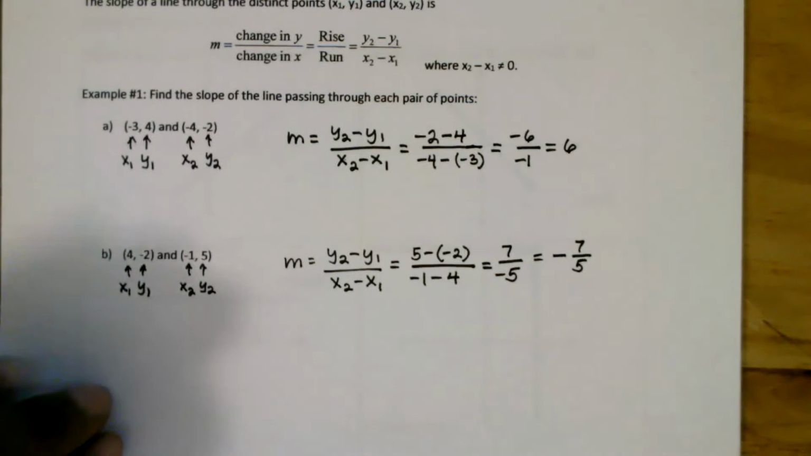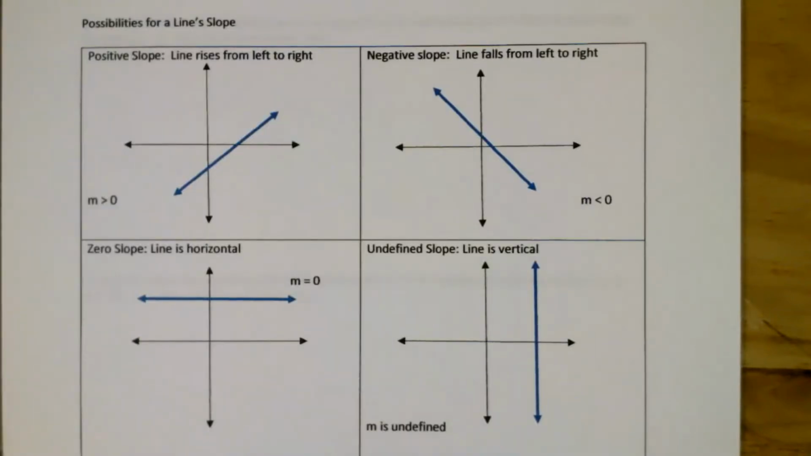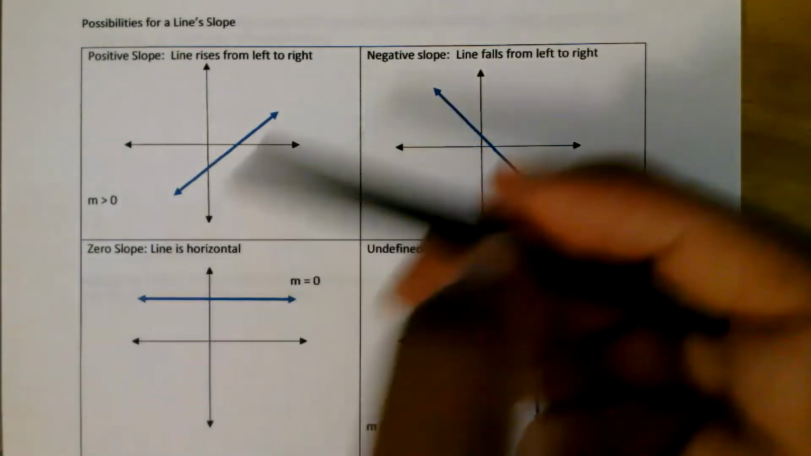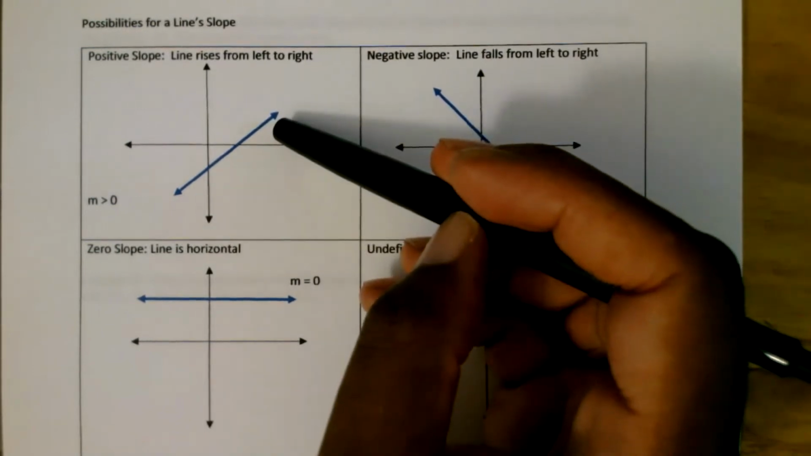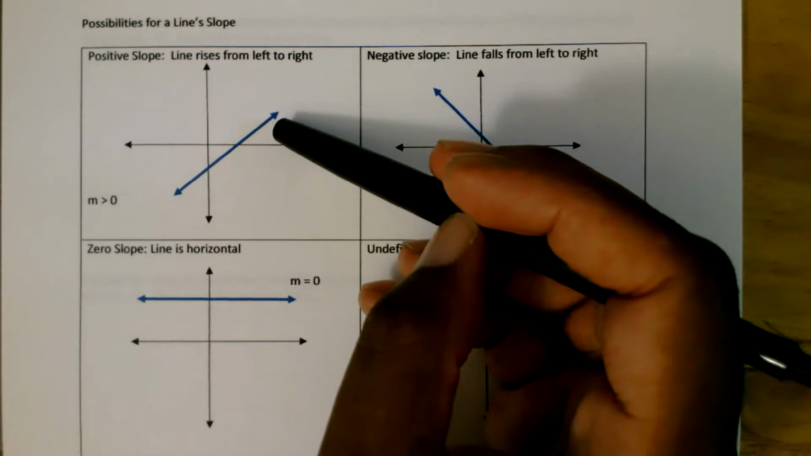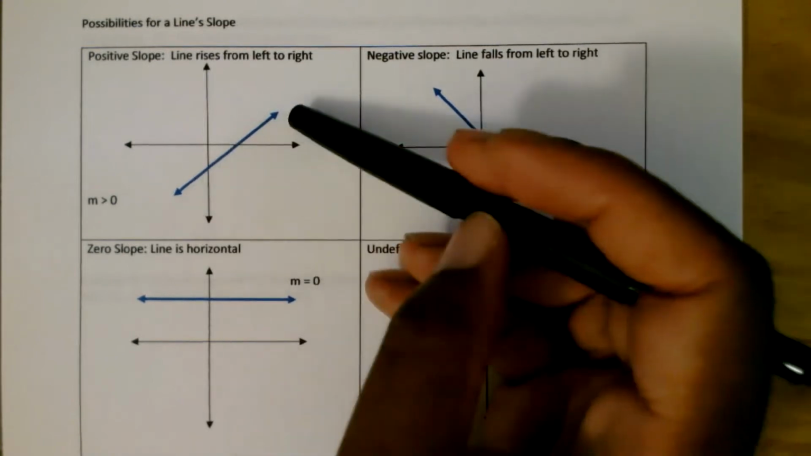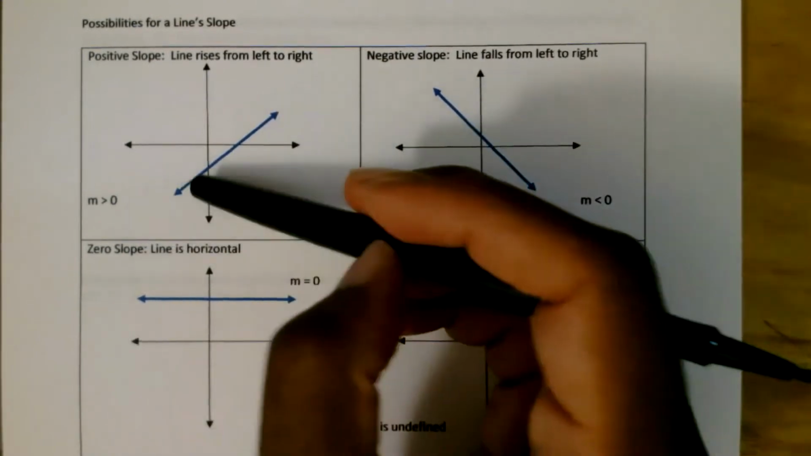All right, next we're going to look at the 4 possibilities for a line's slope. So here your slopes could be either positive or negative or 0 or undefined. Now let's look at positive slope. In example 1a, I just did an example where the slope was a +6. Here that has a positive slope because your slope is greater than 0.